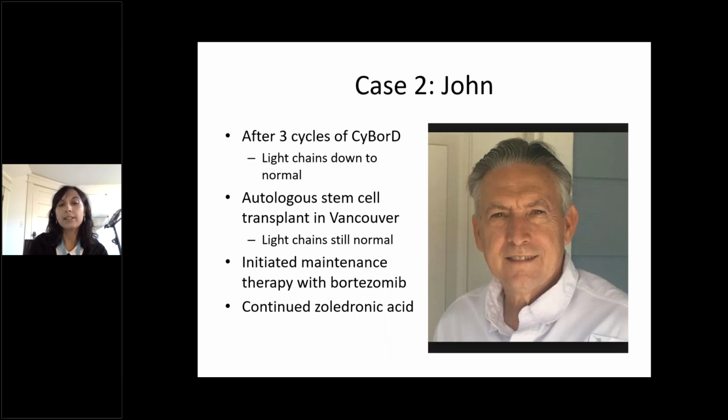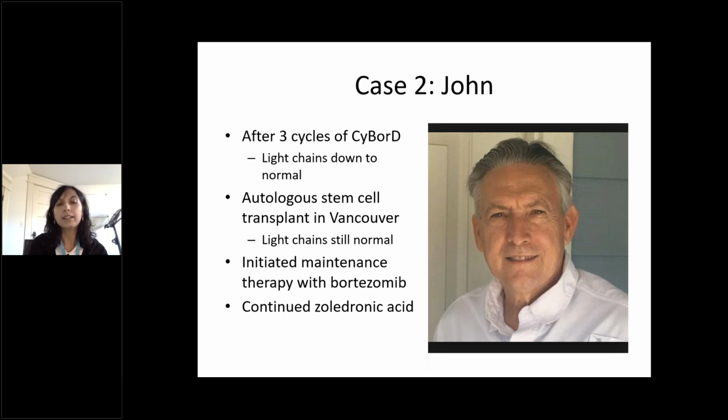So John had induction chemotherapy with CyBorD. His light chains came down beautifully, and he went for an autologous stem cell transplant at the nearest big center to me, which is Vancouver. And his light chains were still normal after that.